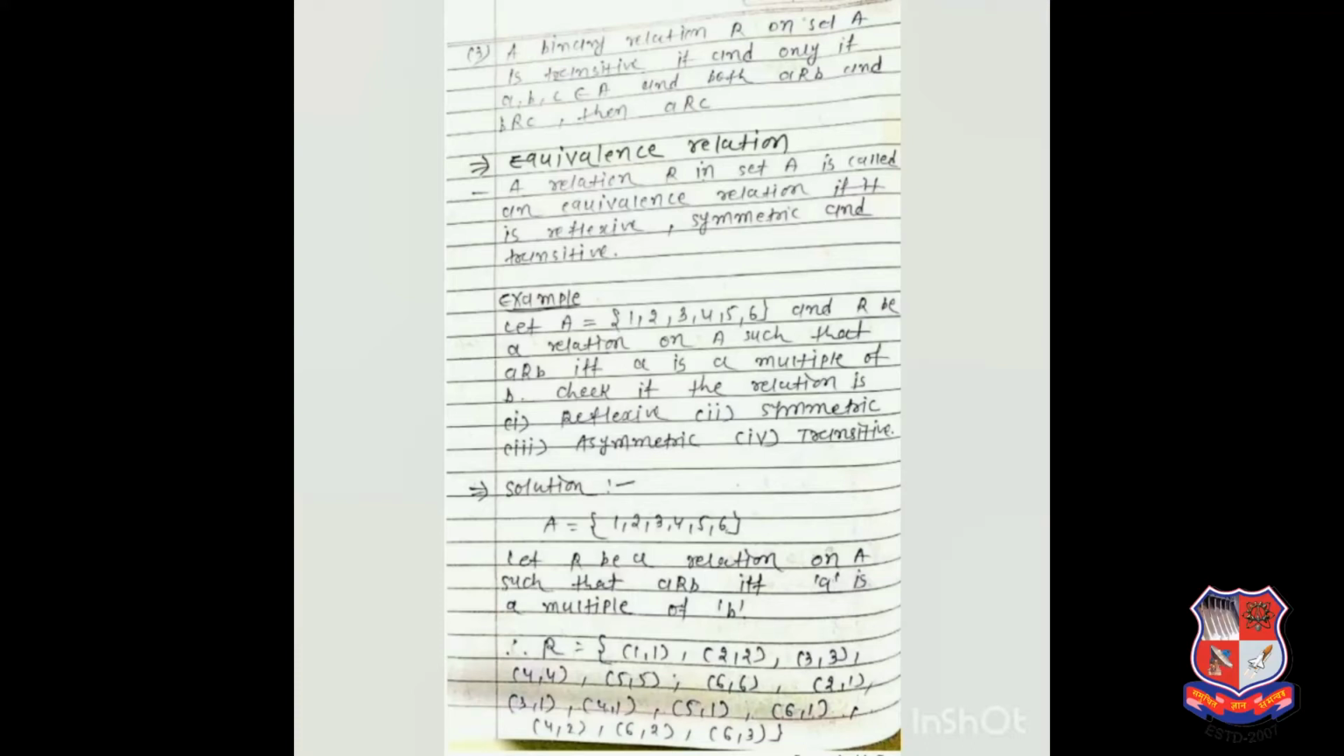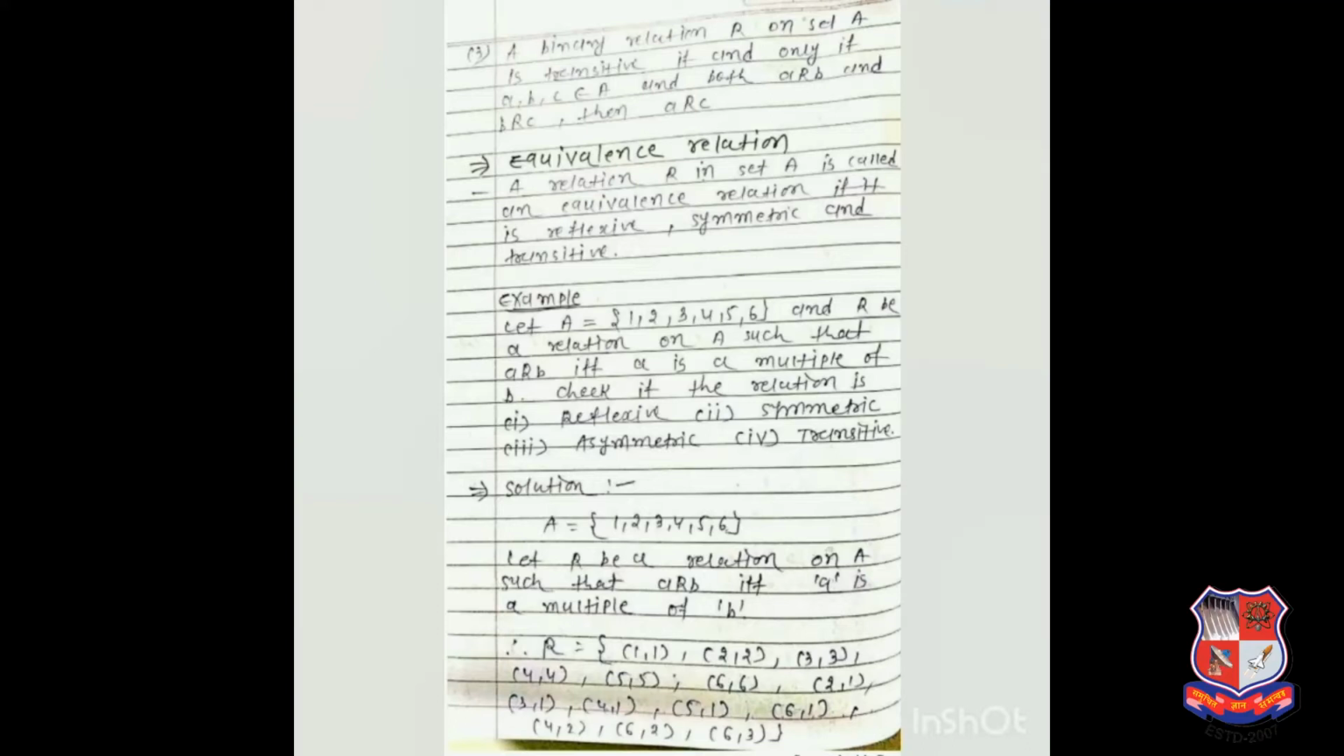Now the question is, when can you say your relation is an equivalence relation? You can say it is an equivalence relation if and only if your relation is reflexive, symmetric and transitive. That means if even a single property among reflexive, symmetric or transitive is not satisfied, then your relation is not an equivalence relation. That means if and only if your relation is reflexive, symmetric and transitive, then you can say your relation is an equivalence relation. Now we will take one example.